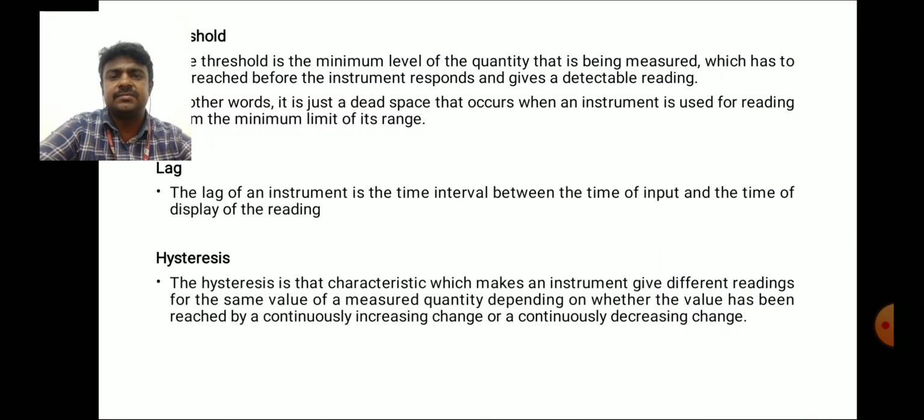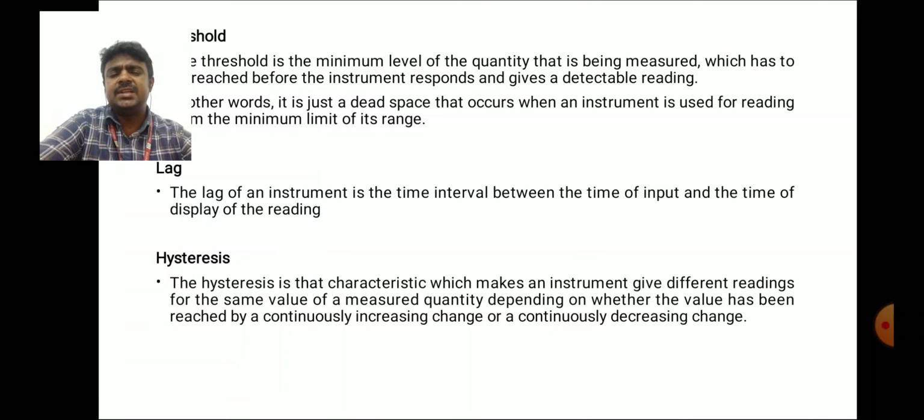And threshold. The threshold is the minimum level of the quantity being measured which has to be reached before the instrument responds and gives a detectable reading. In other words, we can say it is just a dead space. It is just a dead space that occurs when an instrument is used for reading from the minimum limit of its range. The next performance term is lag. The lag of an instrument is a time interval between the time of input and the time of display of the reading. So it is nothing but a time interval between its input and the output.